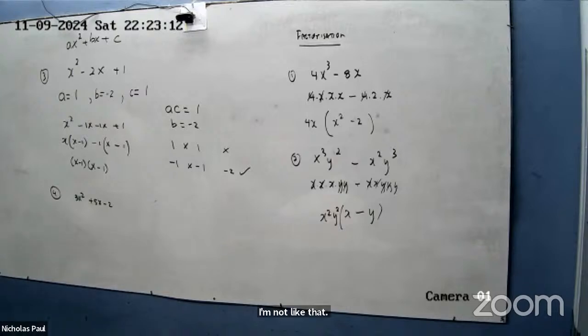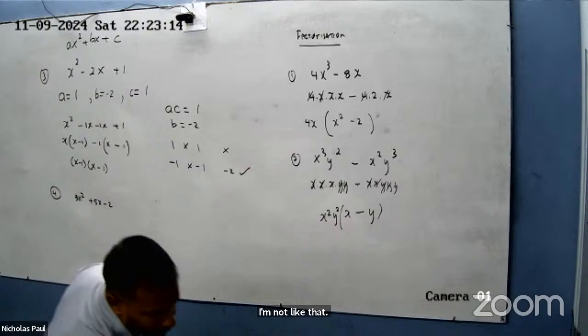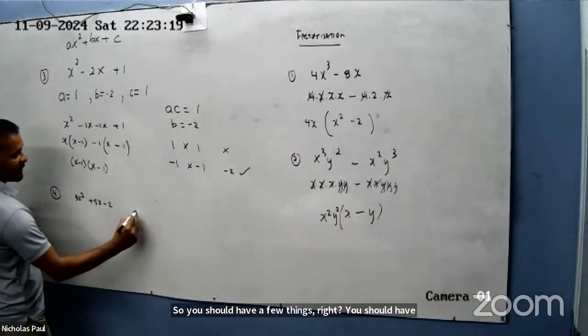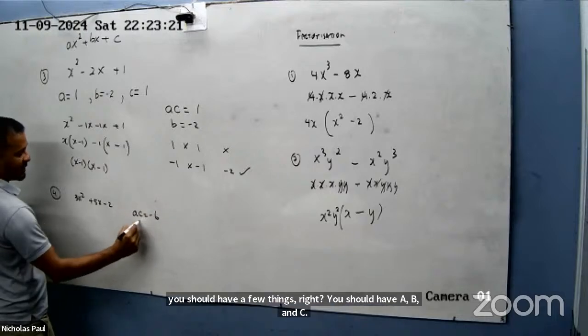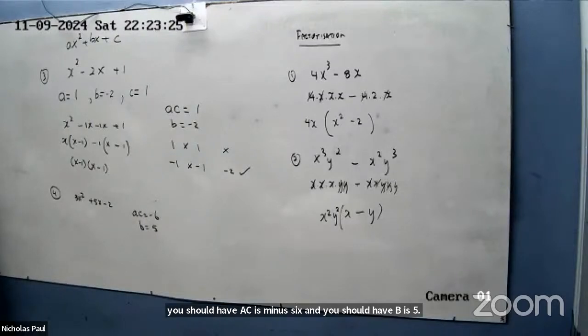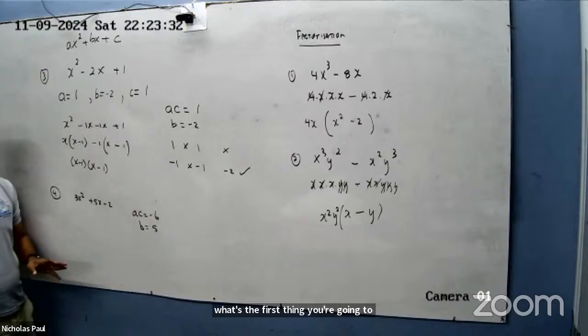So you should have a few things, right? You should have A, B, and C, and you should have A times C as -6, and you should have B as 5. Correct? You have those things? What's the first thing you're going to do? Write down all the factors that will give you -6.